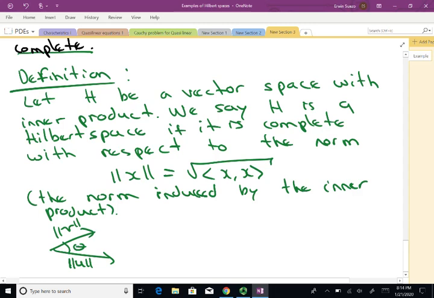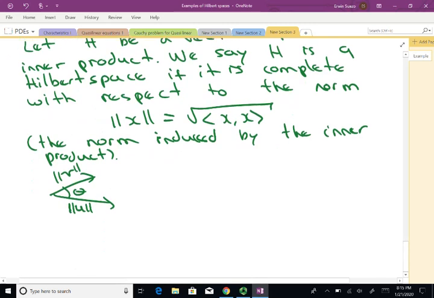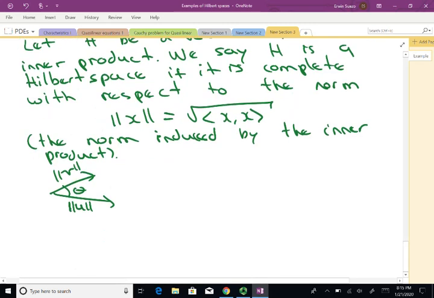Now, it turns out that if you have a sequence of elements of this space, and they are a Cauchy sequence, it has to be convergent. Okay, so the definition is kind of weird, but let's see now some examples of Hilbert spaces.